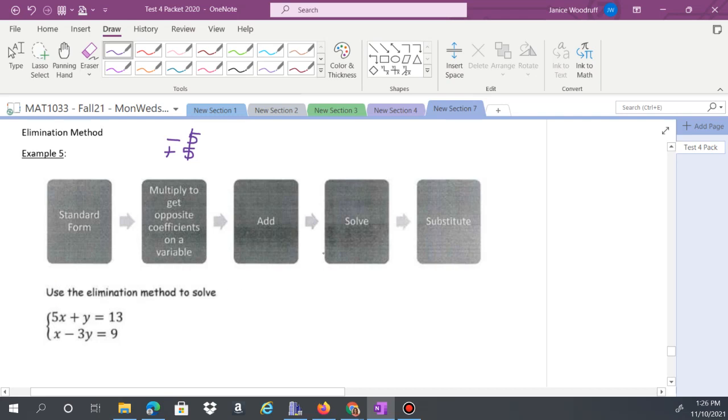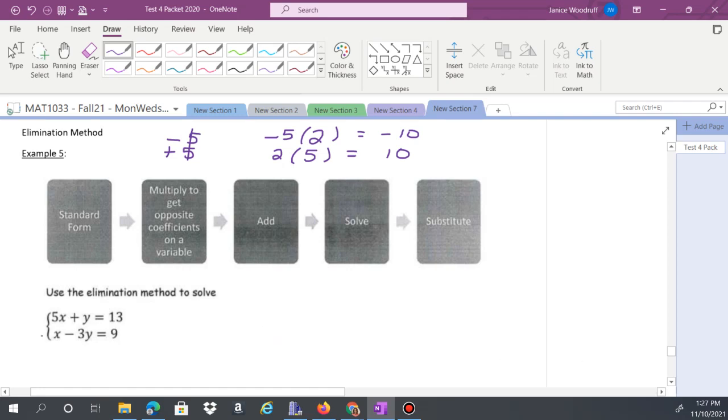Sometimes you have to multiply both. So let's say you had like 2 and 5, and you needed to make those the same number. Well, then you would multiply this by 5 and this by 2. They'd both be 10, but you need one of them to be negative. So you would just make one of them negative. You'd have negative 10, positive 10, then you could eliminate them. So you're just going to be using multiplication to get them to eliminate. Then you're going to add the equations together, solve, substitute.